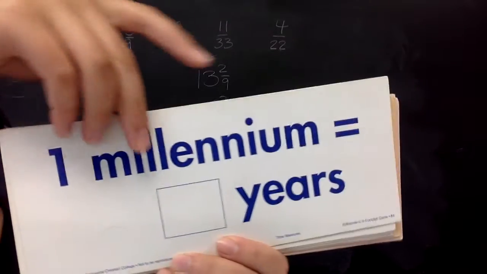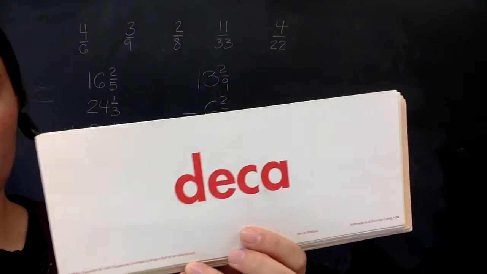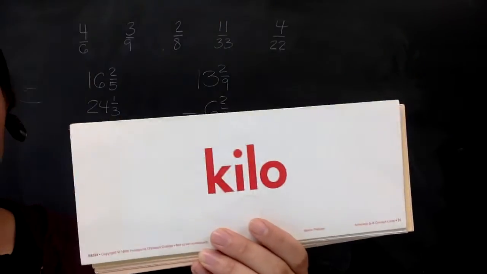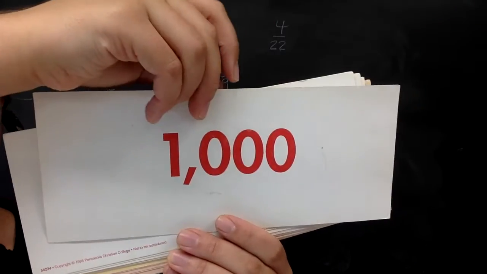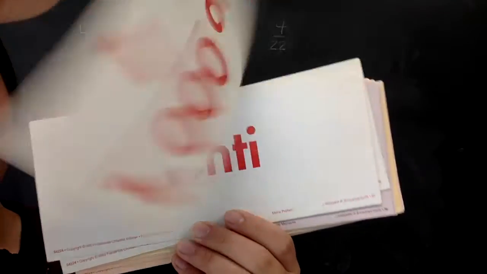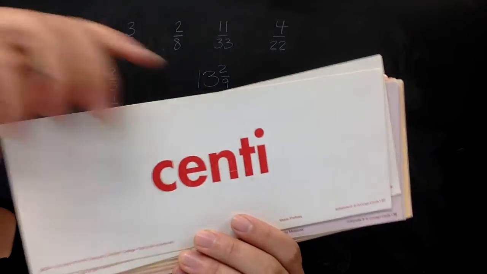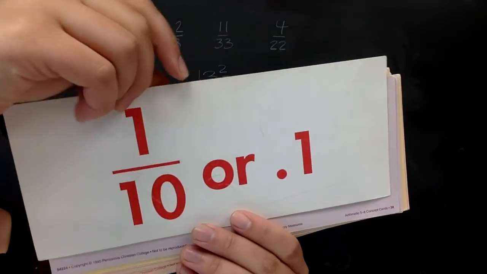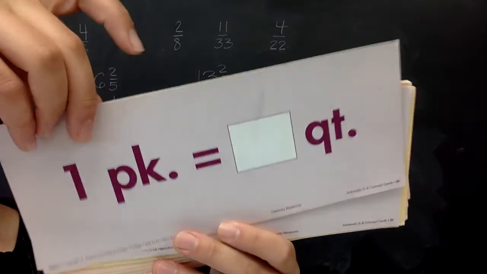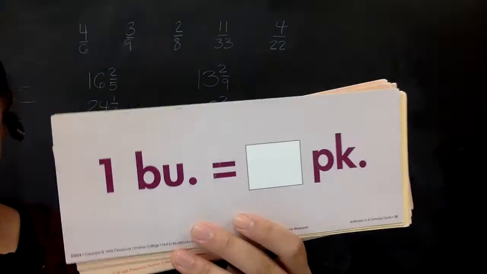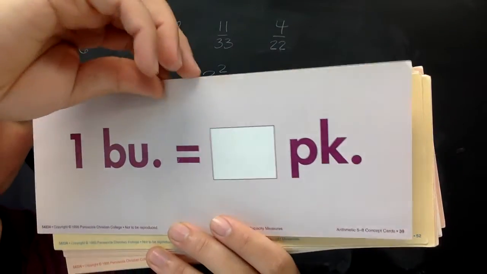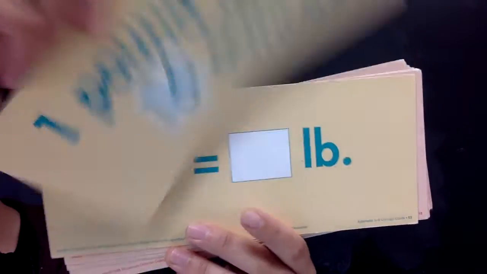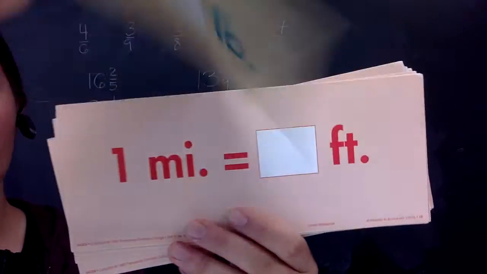1 millennium equals how many years? 1,000. What does deca mean? 10, 100, 1,000, 1/1,000th, 1/100th, 1/10. 1 peck equals how many quarts? 8. 1 bushel equals how many pecks? 4. 1 pound equals how many ounces? 16. 1 ton equals how many pounds? 2,000.